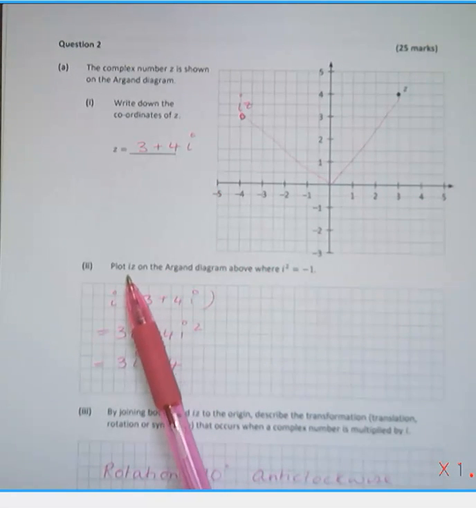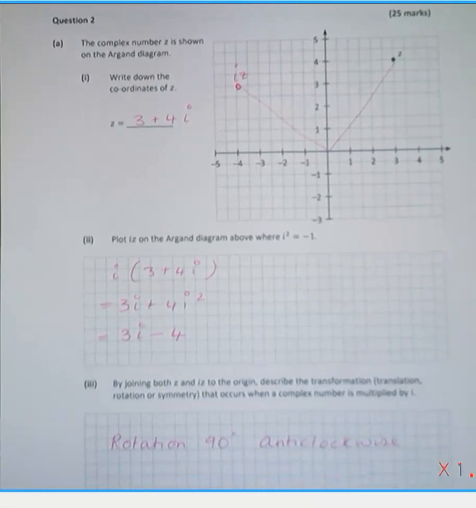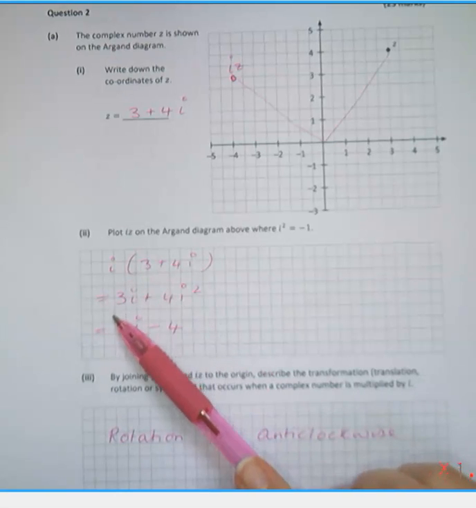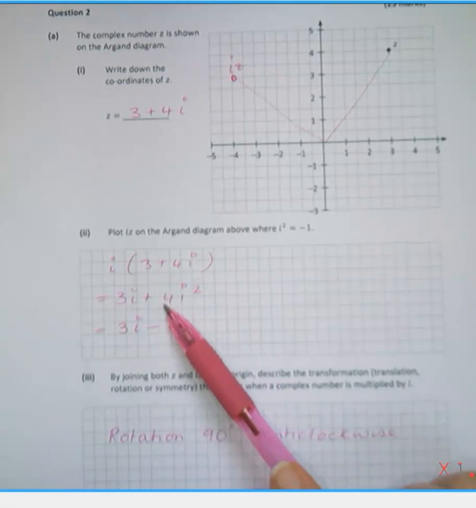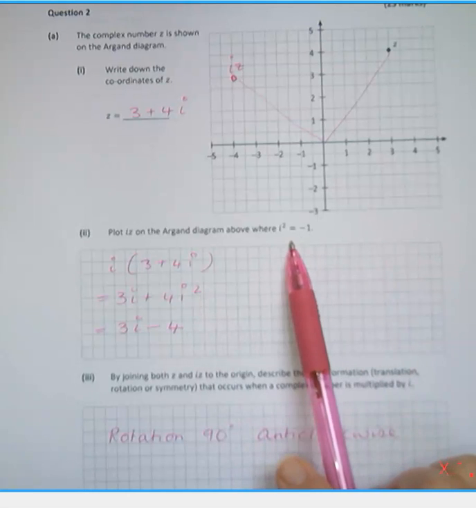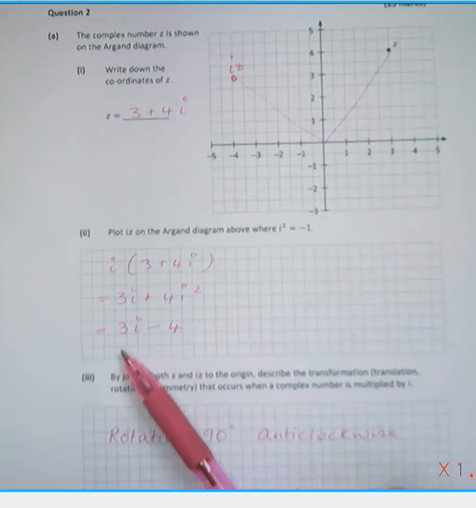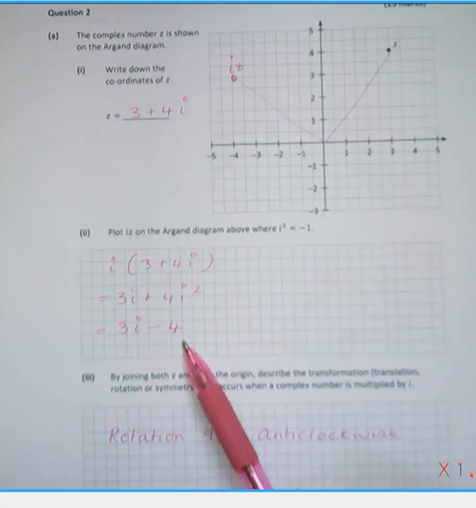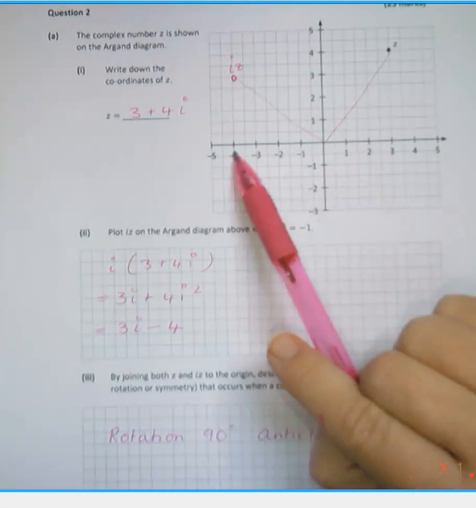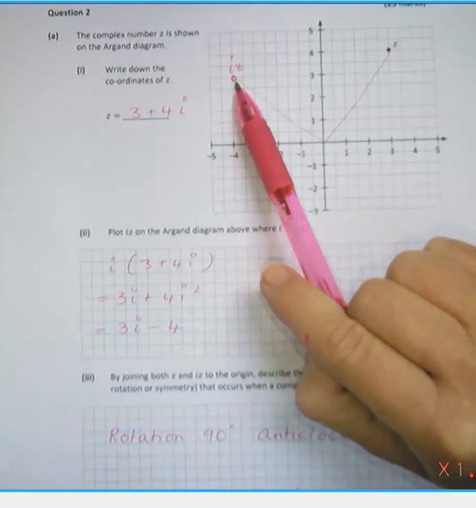Then it asks you to plot iz on the orthogonal diagram. That means you want to multiply your z, the value you've just found, by i. So you're having i multiplied by 3 plus 4i. So your i times 3 gave you 3i. Your i times 4i gave you plus 4i squared. i squared is equal to minus 1. It tells you in the question. So you're substituting this in. So you're getting 3i minus 4. And then you want to plot it. So we go out to minus 4, up to 3i and do a dot.